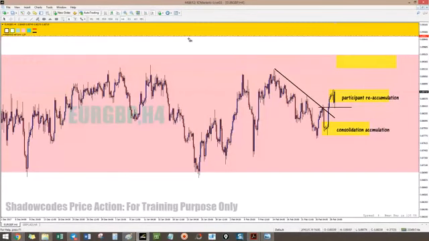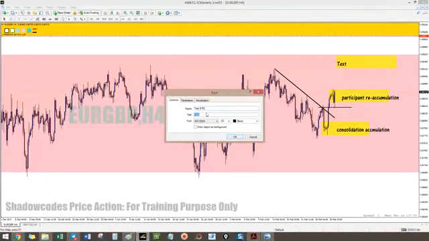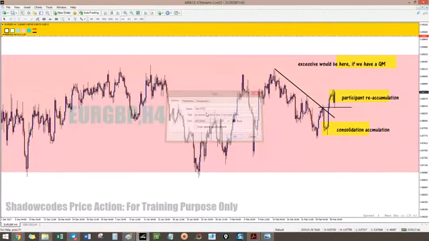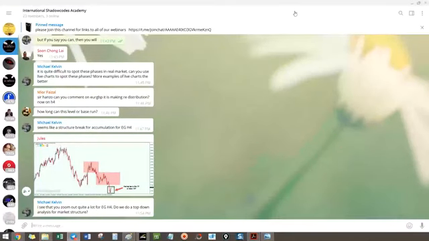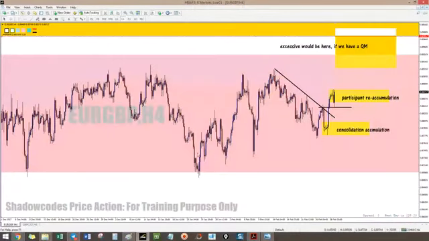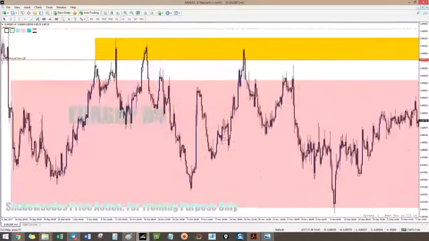Okay, so excess is here. Excessive will be here if we have a QM. Okay, so this is the place, the best way to spot QM. If you want to be safe, do not put sell limit here. Wait for reaction first in this area. So this is excessive market. Did I explain this? Do you understand this better compared to the one in the previous market?